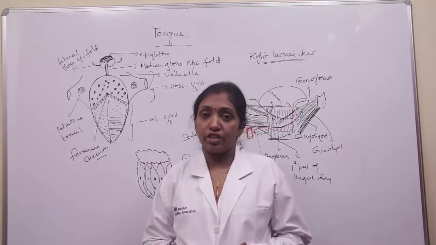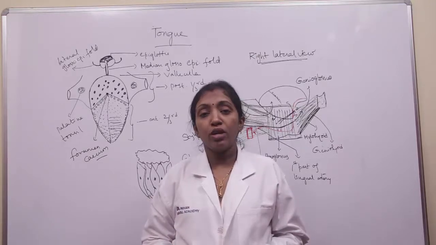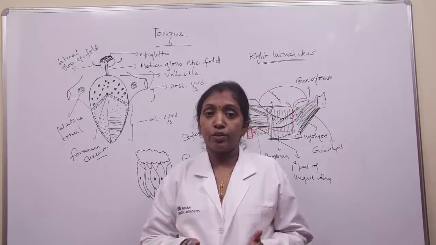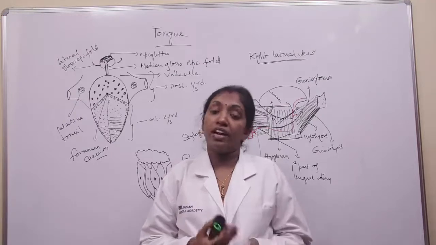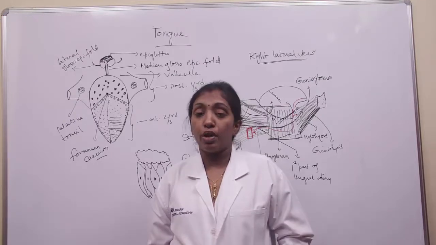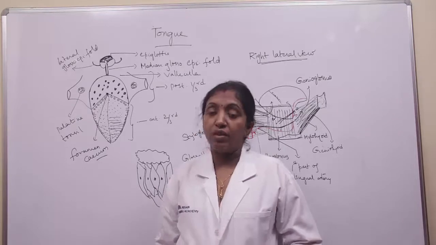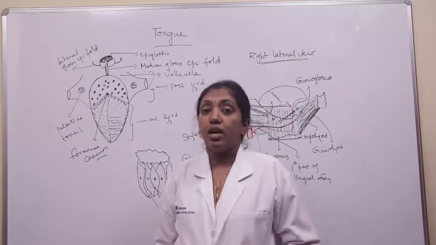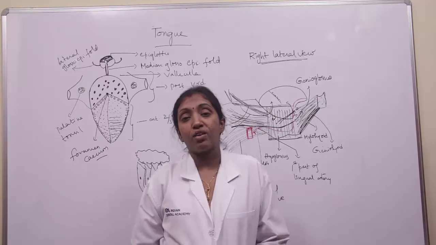So coming to the nerve supply of the tongue, motor supply and sensory supply. Motor supply is divided into three: somatomotor, secretomotor and vasomotor. Somatomotor nerve supply of the tongue is by the hypoglossal nerve, which supplies all muscles of the tongue except palatoglossus, which is supplied by the cranial part of the accessory nerve.